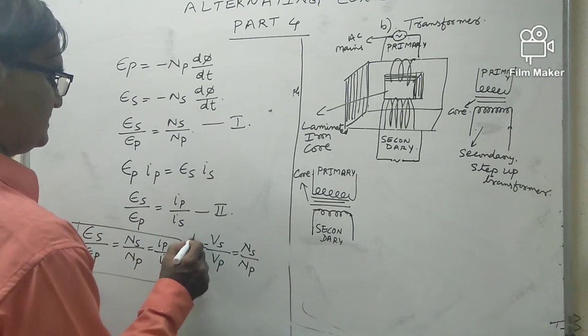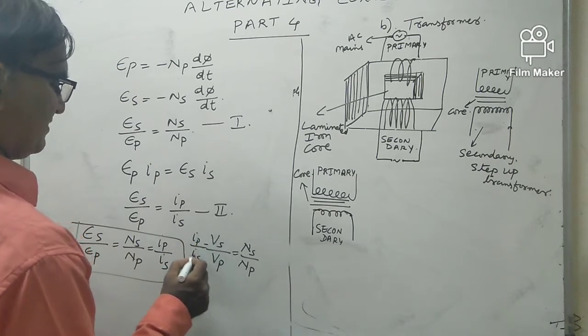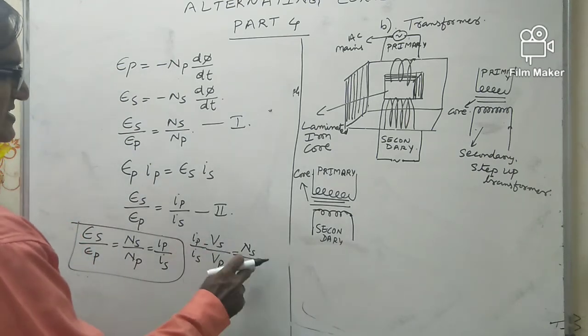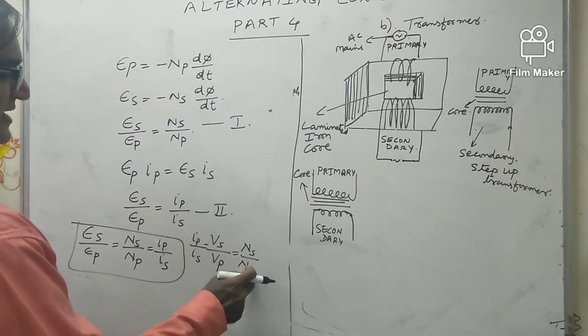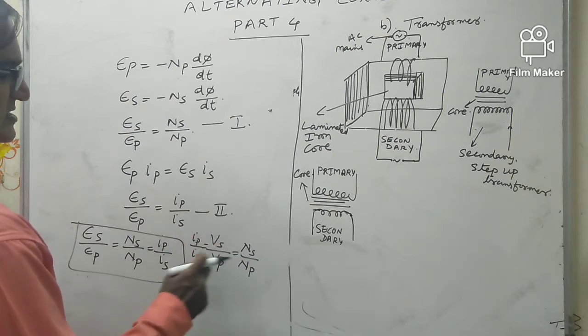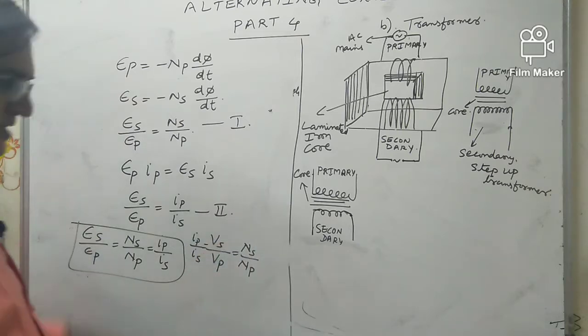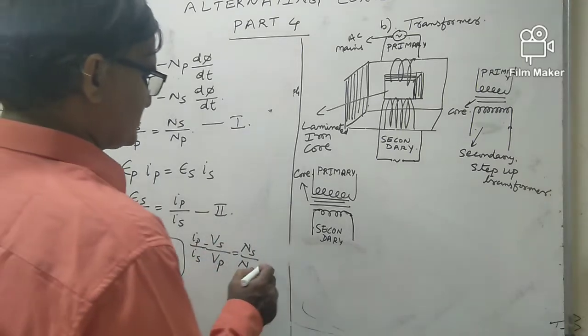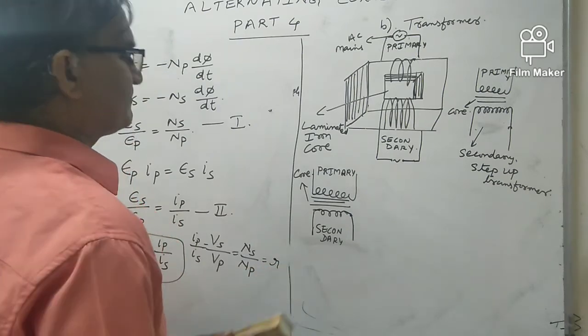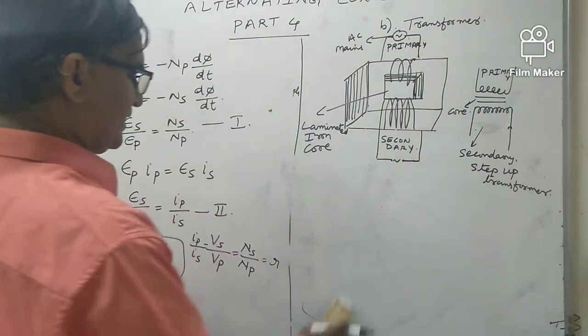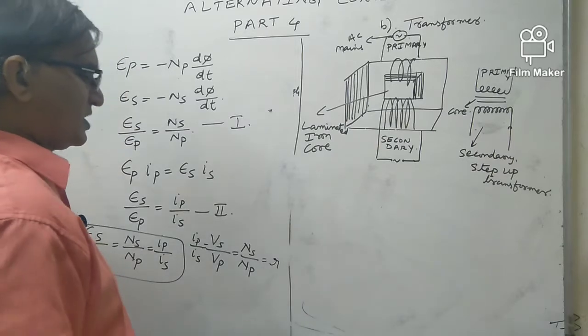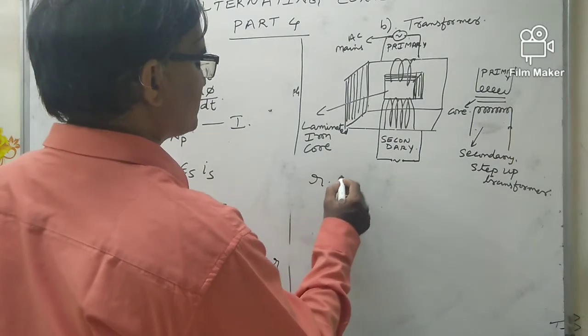Here we can write Ip by Is. These are inversely proportional: number of turns and current are inversely proportional, whereas voltages and number of turns are directly proportional. Now Ns by Np is equal to R, which is called the transformer ratio.